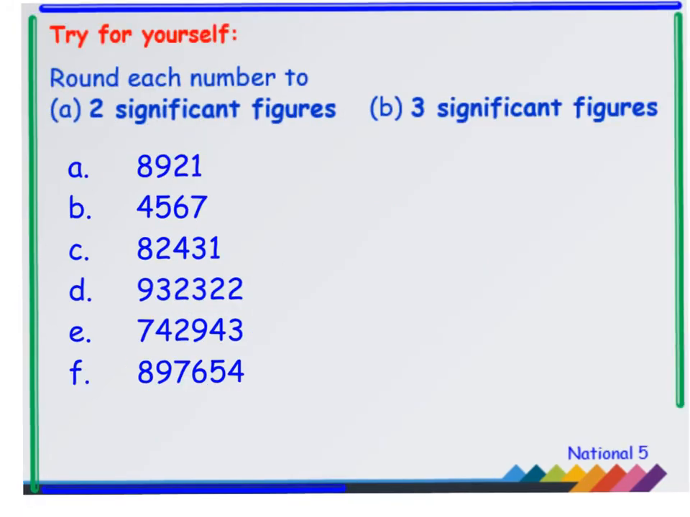Okay, so here are some for you to try for yourself. So what I want you to do now is pause. I want you to take each number and round it to 2 significant figures and then 3 significant figures, and then press play to the next video to check your answer.